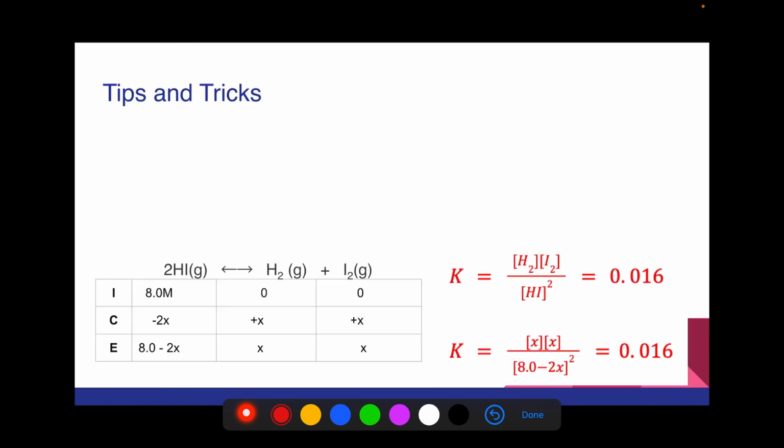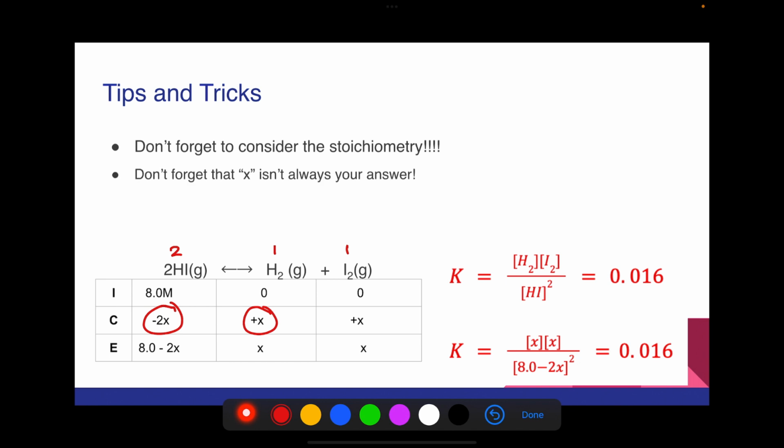Before we end, just a few tips and tricks to help you avoid common errors. There's a lot of steps in these problems, and there's a lot of places where people make really common errors. So here's some things to make sure that you do to avoid those. First, don't forget to consider the stoichiometry. You have to consider the ratio in which things are reacting. In this case, we had a 2 to 1 to 1 ratio. Therefore, if H2 is going up by X, HI must be going down by 2X.